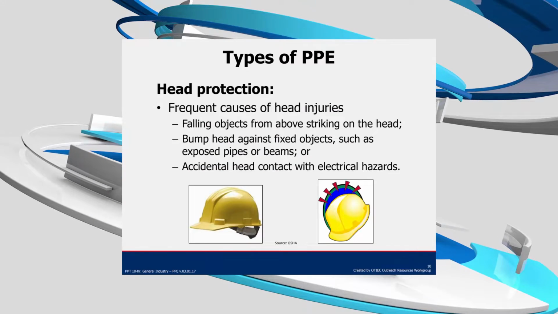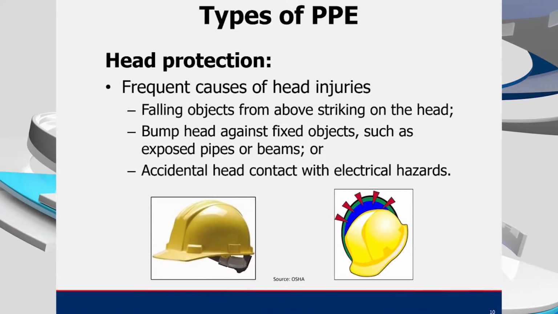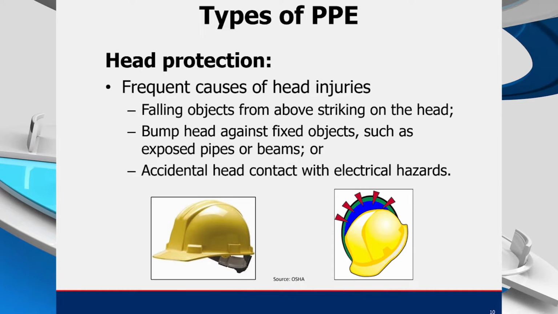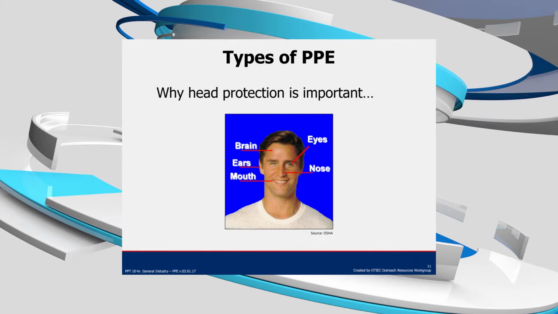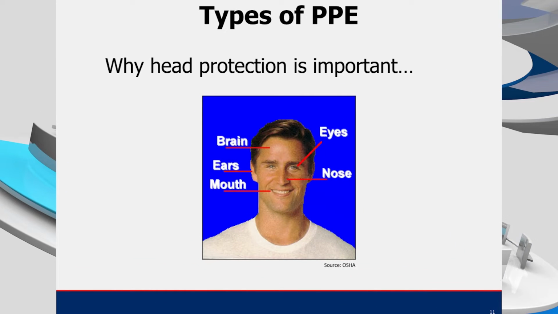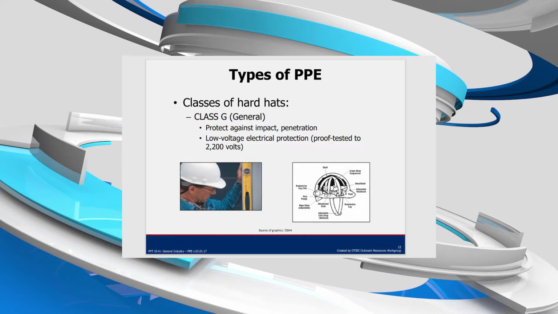Let's look at types of PPE. PPE used for head protection, as work-related head injuries can be caused by falling objects from above, striking the head, bumping the head against fixed objects such as exposed pipes or beams, or accidental head contact with electrical hazards. PPE used for head protection is important for the protection of the brain, eyes, ears, nose, and mouth, all located on the head. There are different classes of hard hats.